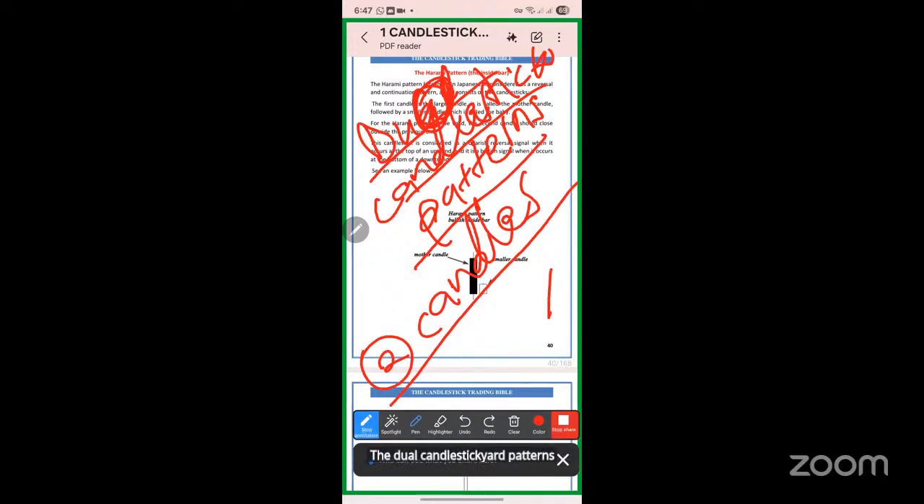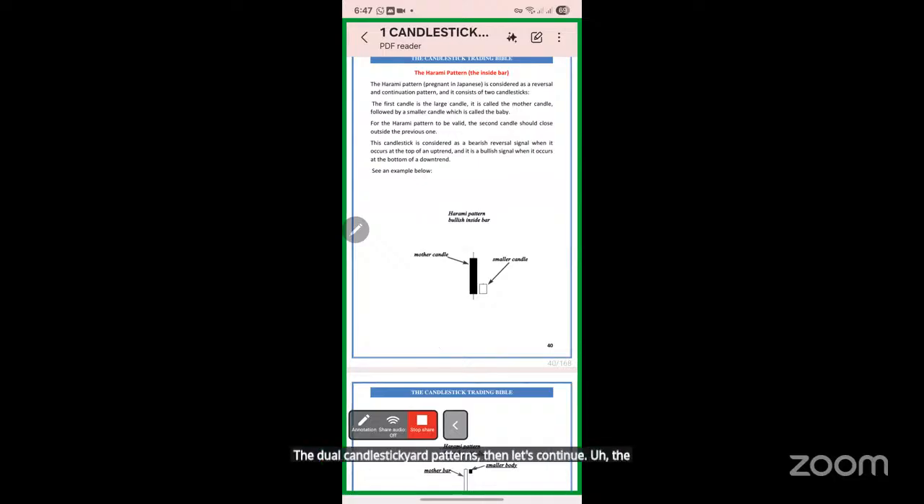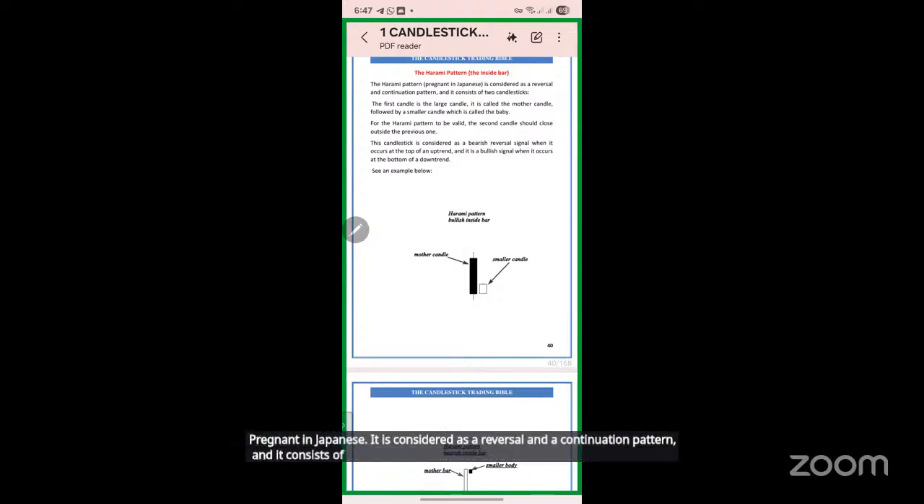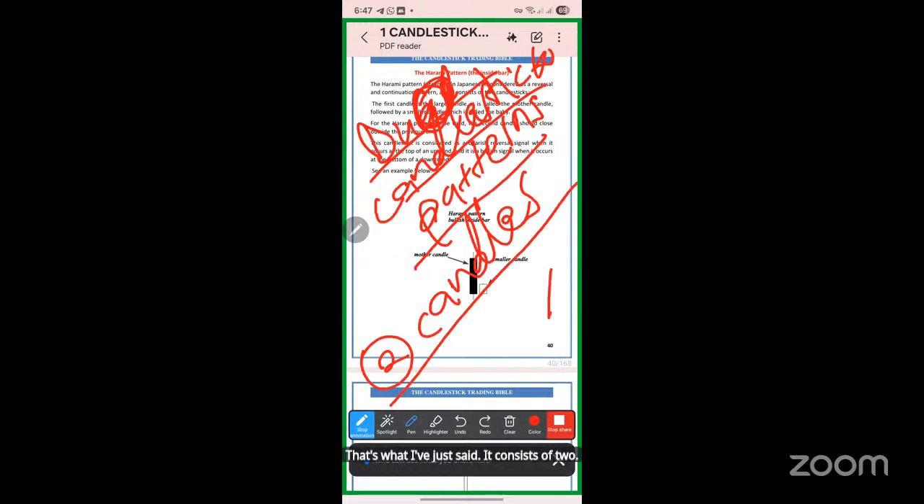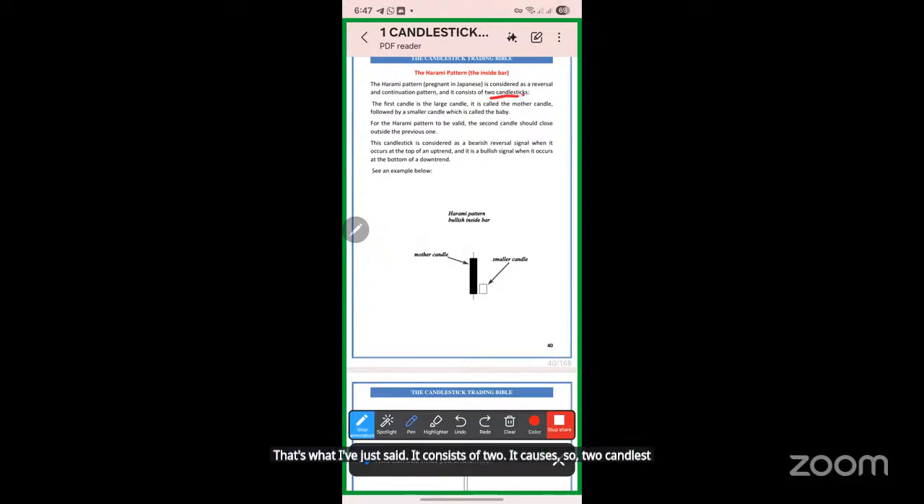Then let's continue. The first on the table is the Harami pattern. It is also called the inside bar. Harami means pregnant in Japanese. It is considered a reversal and a continuation pattern, and it consists of two candlesticks. That's why we have called it dual.